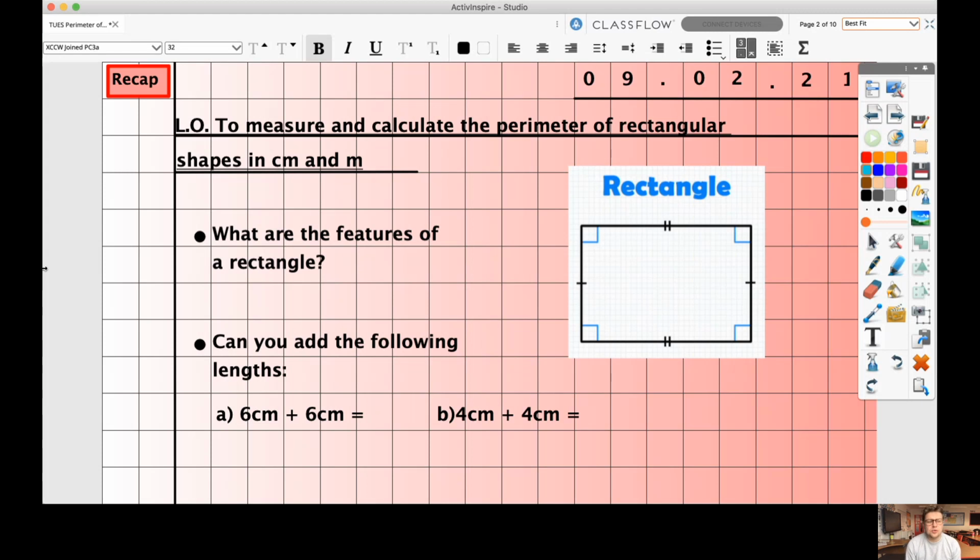So for our recap, we need to know what a rectangular shape is. So I want you to have a think about what are the features of a rectangle. What do you know about rectangles? And then really quickly, can you add the following lengths? 6 add 6 and 4 add 4. Now, you probably don't need to do this on paper. You could probably do it in your heads. But pause here, have a go, have a think. Maybe have a chat with someone at home, and then we'll come back and we'll talk about it together.